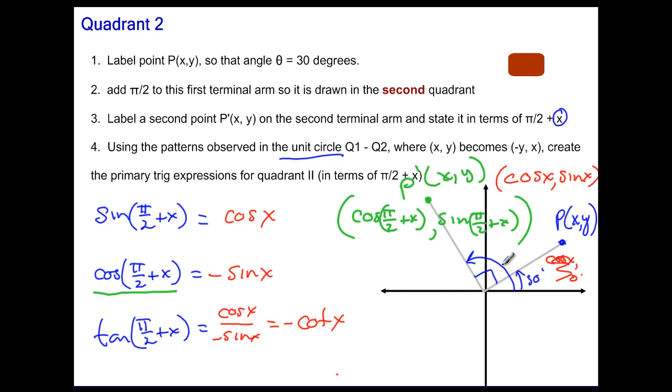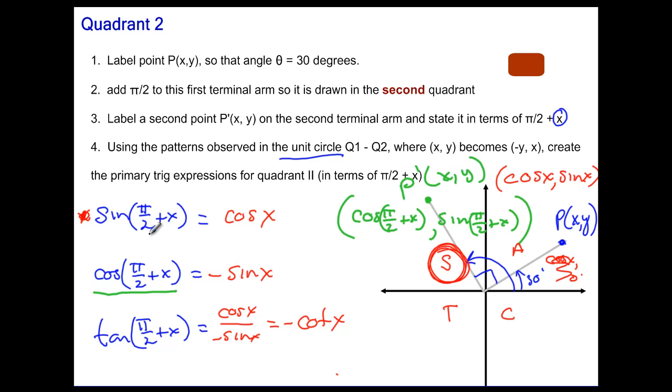But here's a couple other things before you do that to make sure. According to the CAST rule, C-A-S-T, the only trig function that should be positive in the second quadrant is sine. So let's find sine. There it is. The value here is positive. The other two are negative, so that checks out.